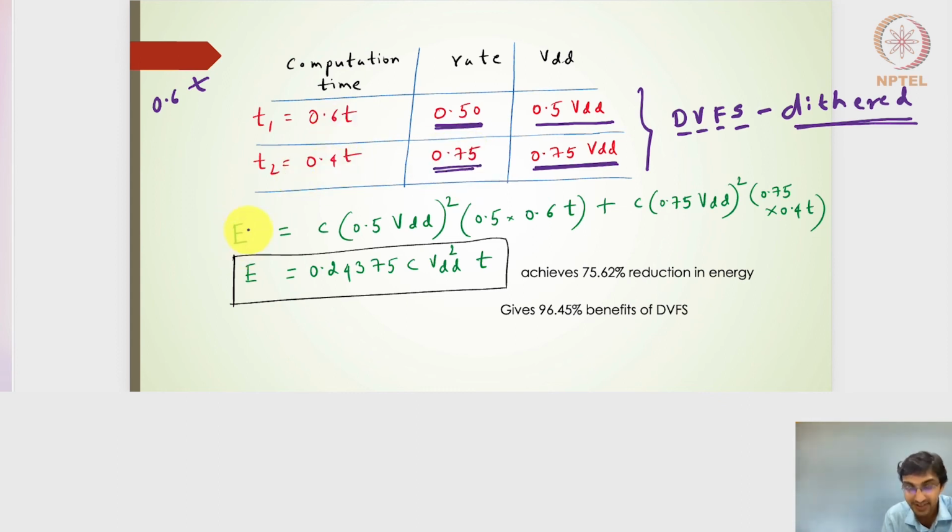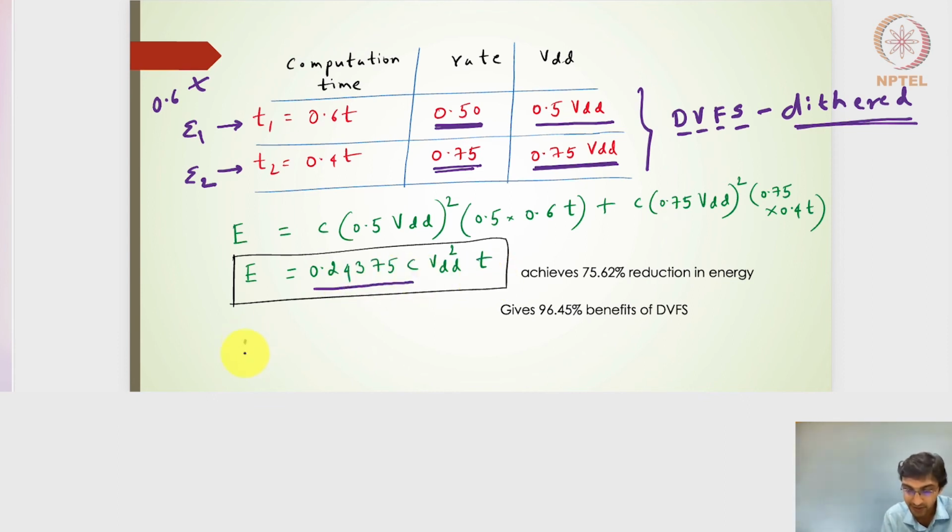So my overall energy now is nothing but the accumulation of this particular energy and this particular energy, which is nothing but C into 0.5 VDD square multiplied by 0.5, the rate, multiplied by 0.6 T, plus C into 0.75 VDD the whole square multiplied by 0.75 multiplied by 0.4 T. So the overall energy turns out to be 0.24375 C VDD square multiplied by T.